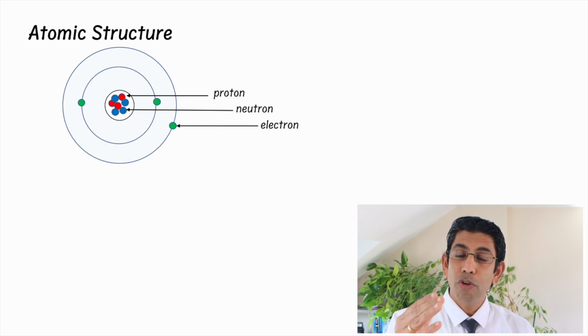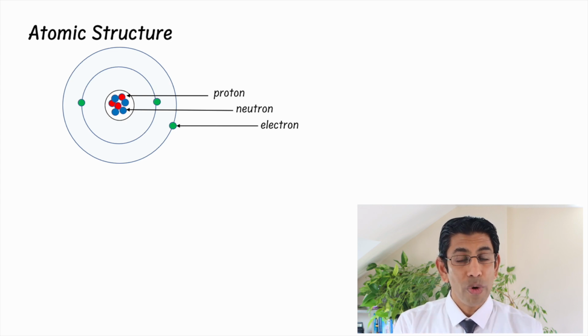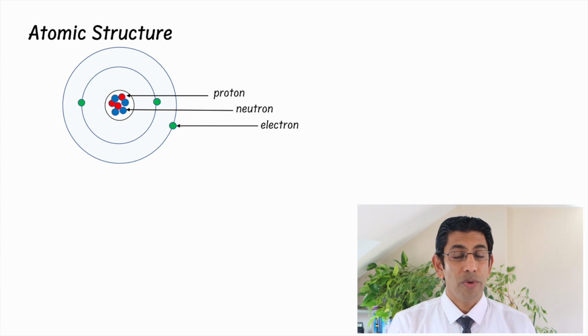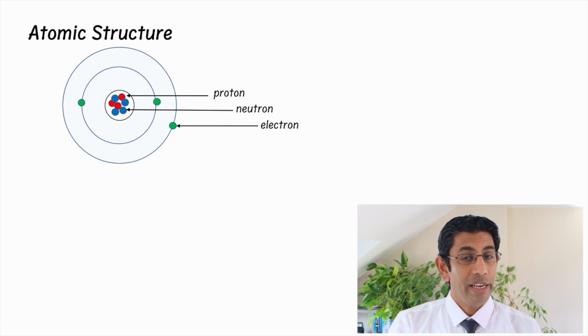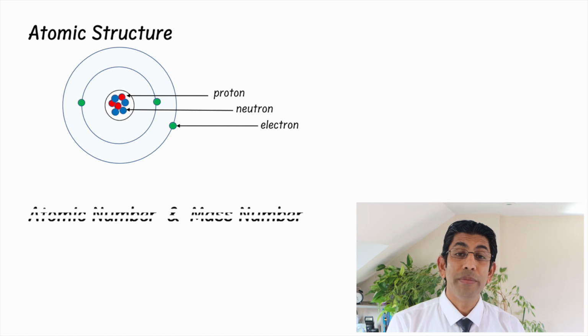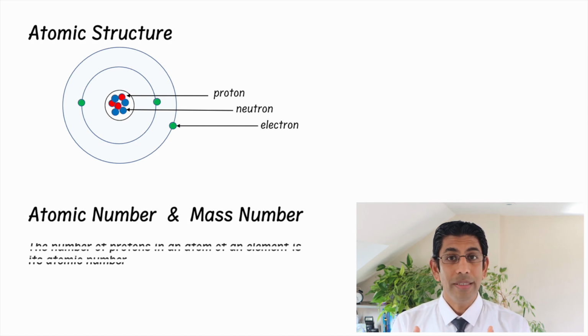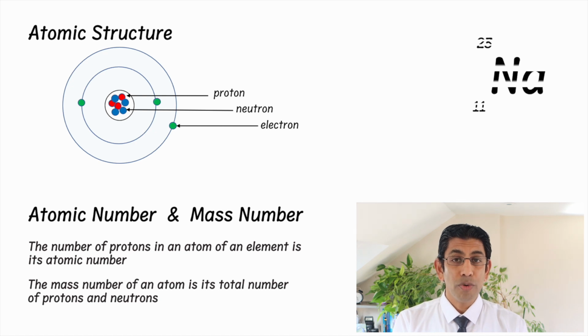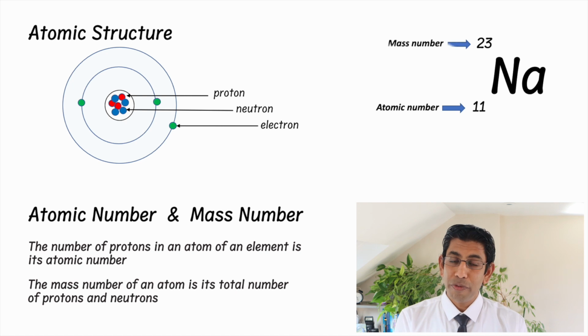The energy levels closer to the nucleus are called low energy levels. The energy level further away from the nucleus is called high energy level. The electrons in different energy levels have different amounts of energy. Let's look at a couple of terminologies: atomic number and mass number. The atomic number is the number of protons an atom has. So this is a unique number for an atom.